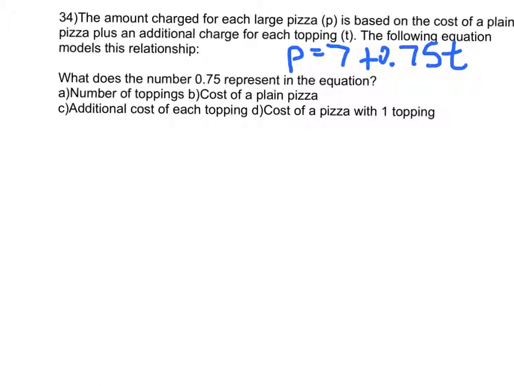Is the 0.75 the number of toppings? Taking a look right here. Is it the number of toppings, the cost of a plain pizza, the additional cost of each topping, or the cost of a pizza with one topping? If you take a look in here, there is an additional charge for each topping. So that 75 cents is C, the additional cost for each topping.